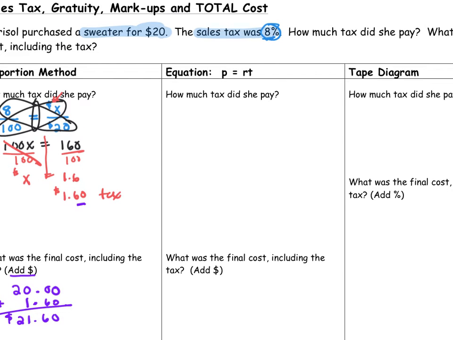For our equation method, we have the same information. We're being asked to find the tax. So we're going to use part equals rate times total. So I don't know the part that Marisol is going to pay in tax right now. And I do know that they mentioned 8% tax rate based on a total of what she bought. The total cost of the sweater was $20. So we're going to keep the variable p. We're trying to find that part.